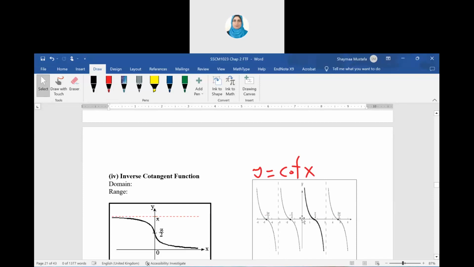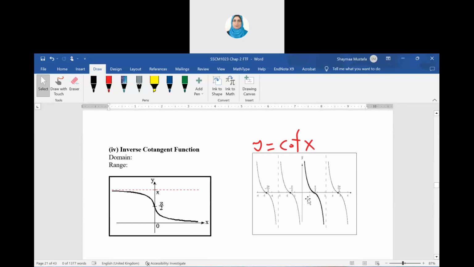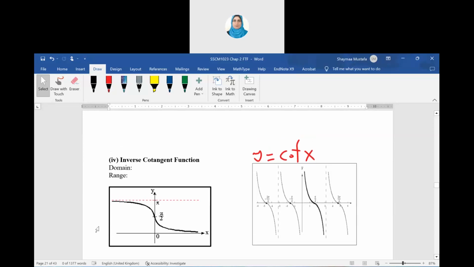The domain will be restricted from 0 to pi. So this is your domain. We will define the inverse over this domain. The domain here from 0 to pi will be the range from 0 to pi. And the range here, which is all real numbers, will become your domain. Your domain will be all real numbers.